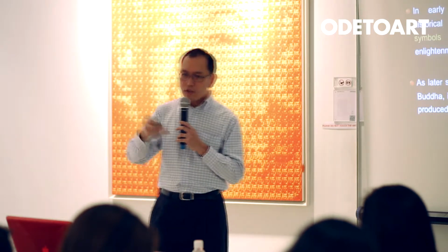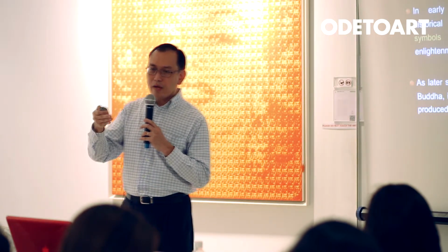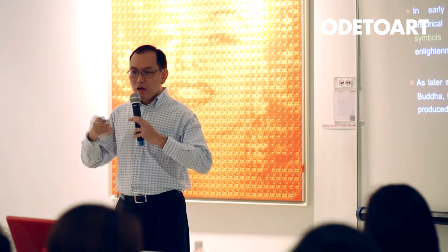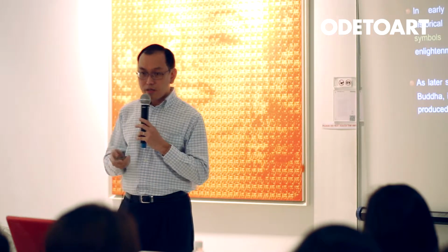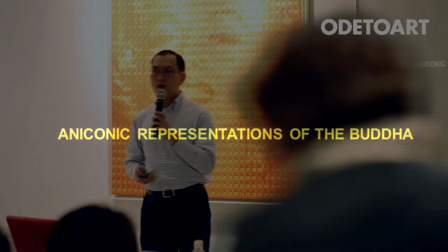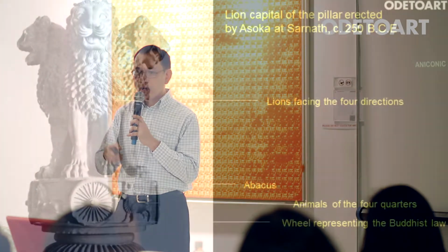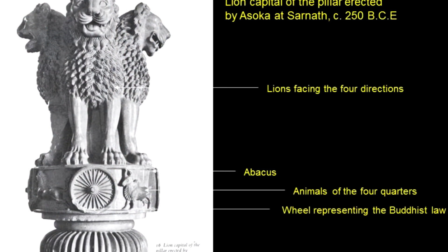It was only later on, when there were other doctrines that changed Buddhism, that the Buddha image, in fact, appeared. Now the word aniconic means symbolic representation, that is, in non-human form, as opposed to iconic. So this is aniconic, and I'm going to show you some examples.